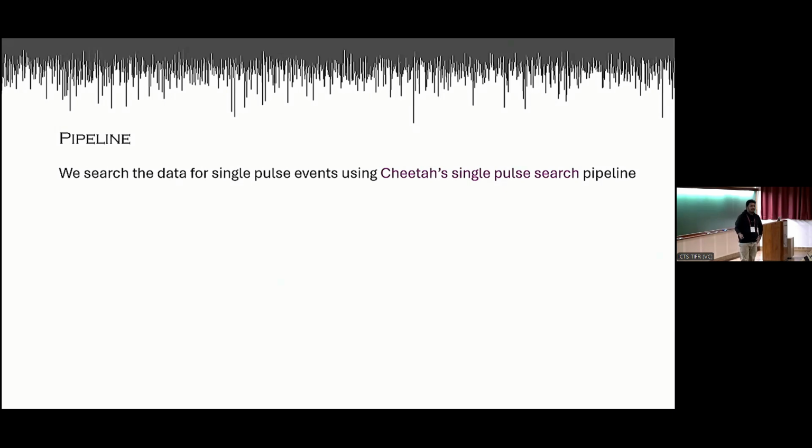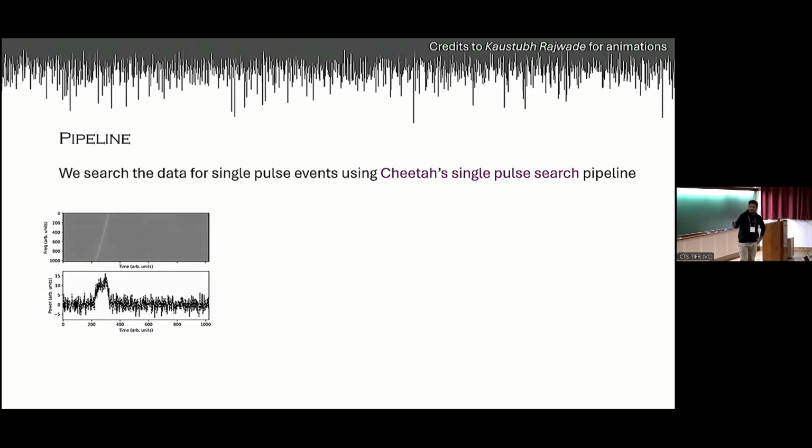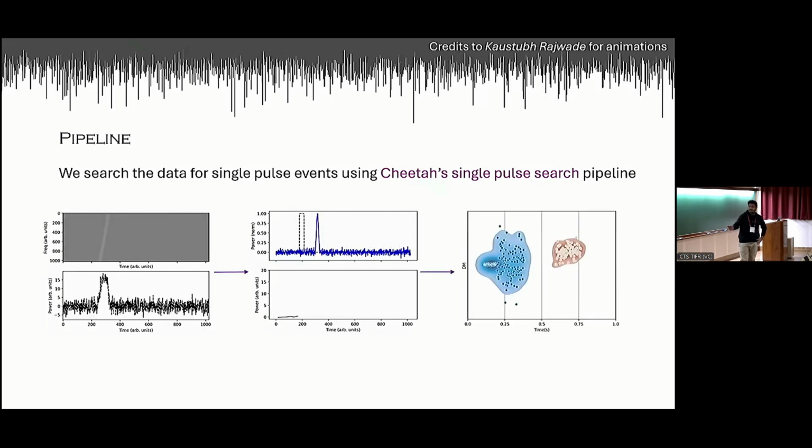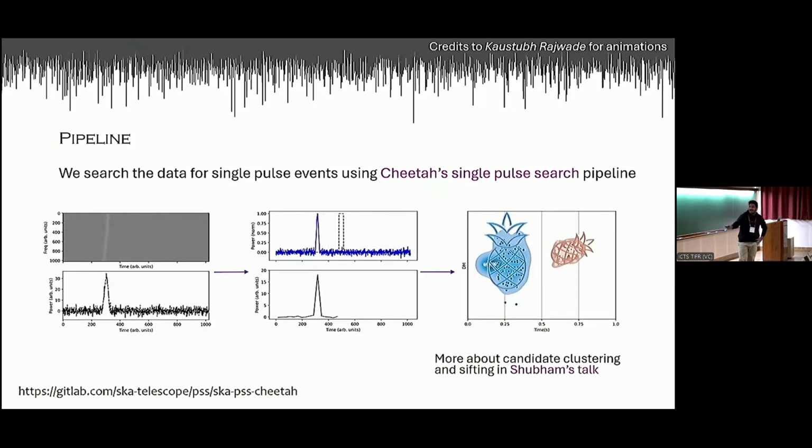So, continuing with the pipeline that we used, we searched the data for single pulses using a pipeline called Cheetah. It basically re-disperses the data and then does boxcar filtering, which we covered last week, and then does clustering and sifting. For clustering and sifting, please refer to the next talk coming up by Shubham. He's going to talk about these techniques. I have used something called Friends of Friends.